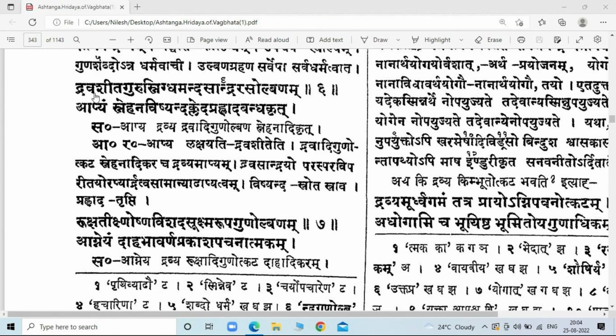Churnam is actually loosely packed particles. The compactness between the particles, the kanam, is very loose. So that particular property which makes it possible to make a pindi out of churnam is known as snigdhata. Okay. Then next is mandam.